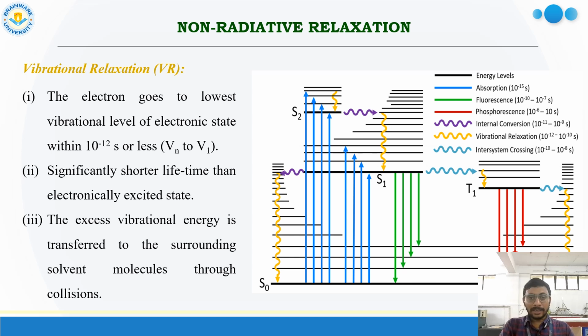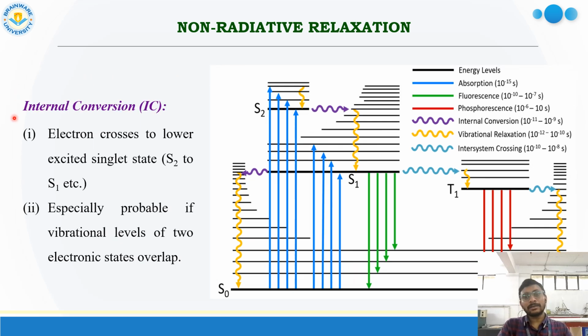Then the next one is internal conversion. What is internal conversion? Internal conversion is happening in the excited singlet states. Remember, S1 is an excited singlet state, S2 is an excited singlet state. So if the electron is coming from S2 to S1 in a non-radiative manner, then it is called internal conversion. It is coming from singlet to singlet, but from a higher excited state to a lower excited state.